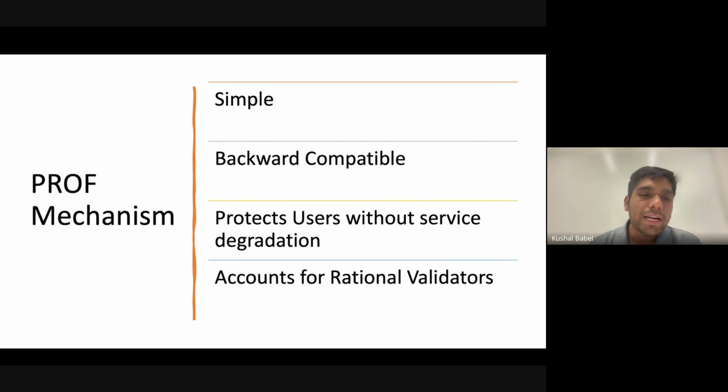It's backward compatible with the current PBS mechanism, the current way blocks are being built on Ethereum. It protects users, of course, but crucially, it also maintains some level of service quality. So I'll talk about what kind of service degradation can happen, but it tries to protect against any form of service degradation as well for users, mostly in terms of inclusion of their transactions. And the final one is it accounts for, of course, rational validators.